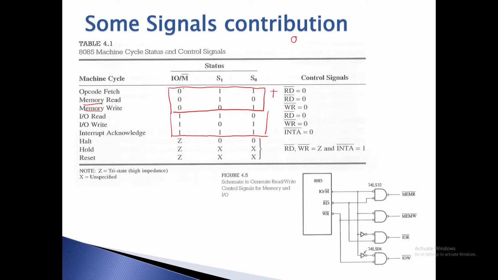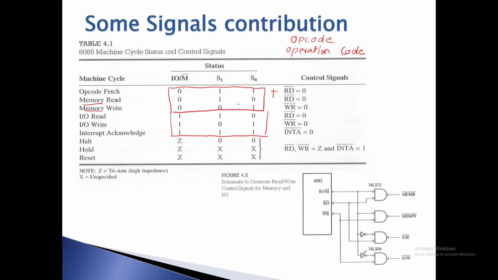Now, what is opcode? Opcode means operation code. That is the program which we have written for the operation of the 8085. That will be fetched inside the 8085. To read the memory, we have to keep S1 S0 as 1 0 with the read signal 0. Or if we want to write into the memory, we have to use 0 1 with the write signal. These control signals are needed along with these status signals to make the communication.